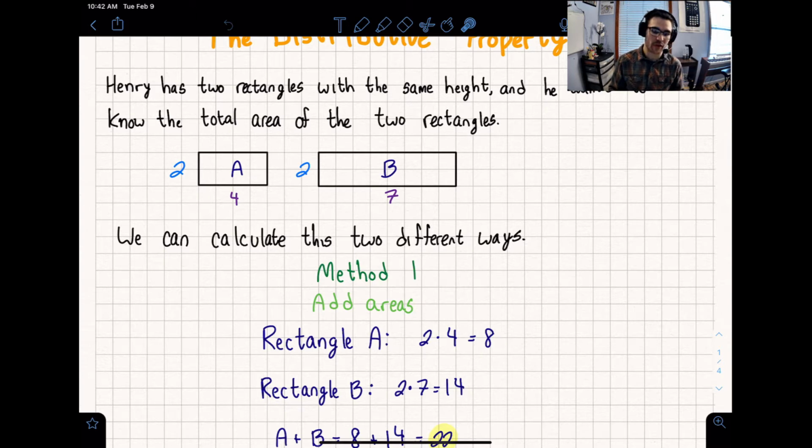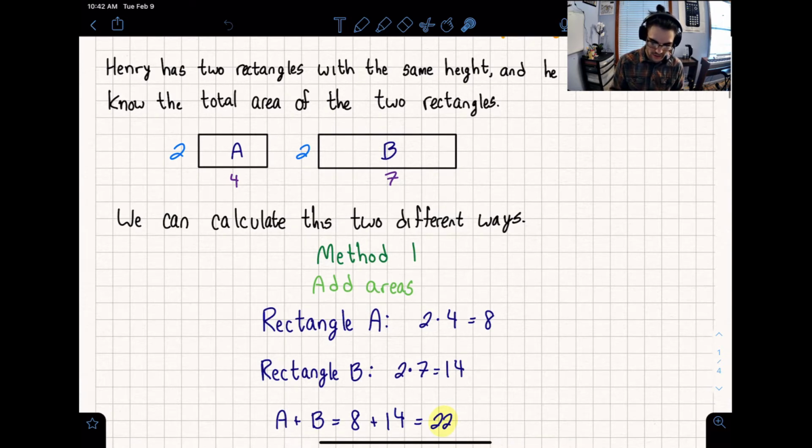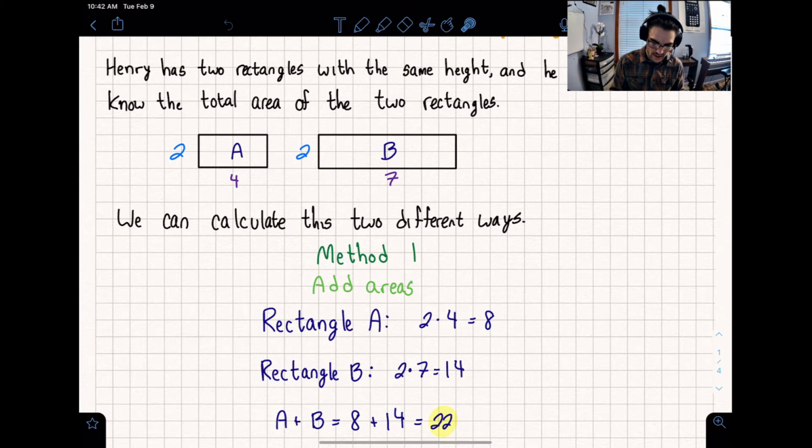But the first way we're going to calculate these is a way that we should all be familiar with, and we're just going to figure out the areas of these two rectangles and add them up. So rectangle A has a width of 4, and we're going to call this height of 2. So the area of a rectangle is width times height. 2 times 4, 8. Rectangle B has a width of 7 and a height of 2. The area of this is 2 times 7, for an area of 14. So we know that the area of these two rectangles is A plus B, 8 plus 14, an area of 22.